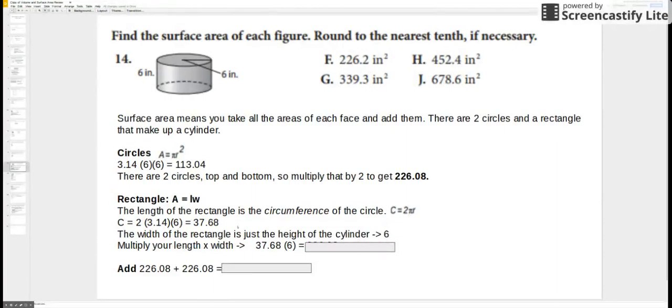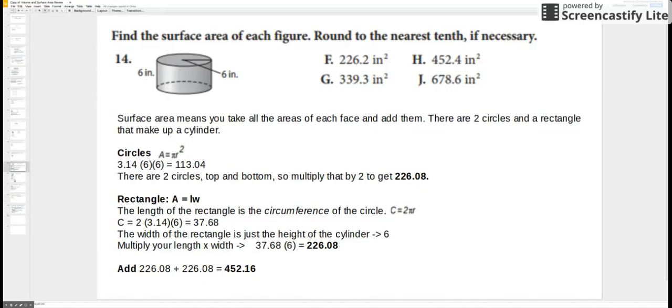So then you would just multiply your length, 37.68, times your width, which is 6, to get 226.08. From there, you would add up the area of the circles plus the area of the rectangle to get your total to be 452.16. So that is close to letter H, okay? If you remember my disclaimer, we used 3.14 here. The answer choices used pi.